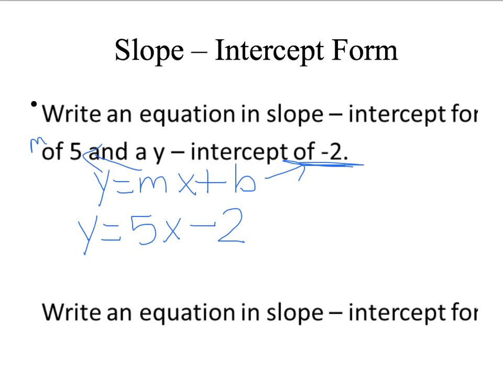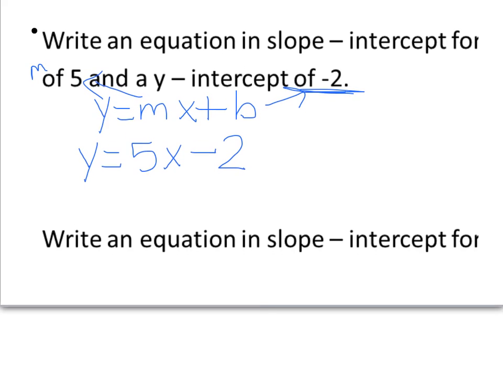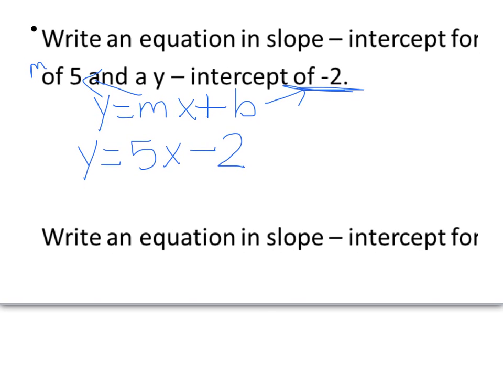The second example that I have down here got cut off as well. It has a slope of 2/3 and a y-intercept of 8. So that would be y equals 2/3 x plus 8.